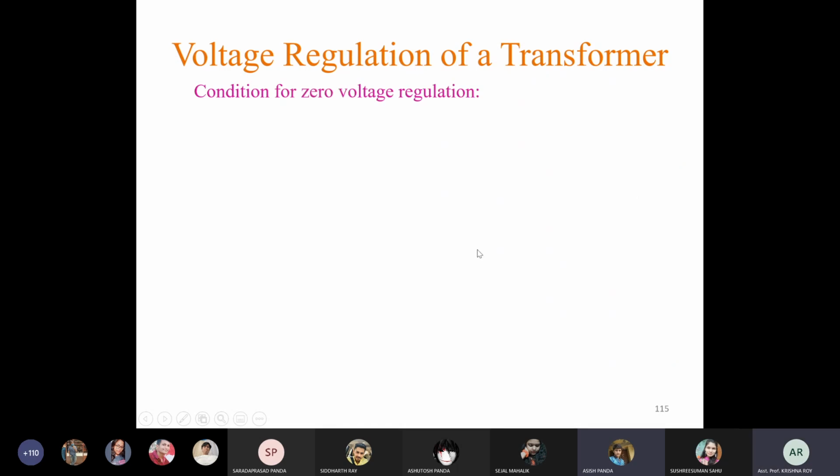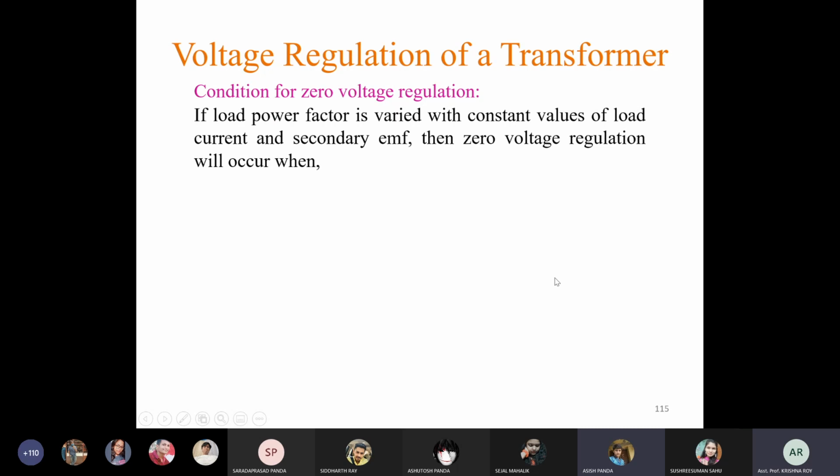Now, condition for zero voltage regulation. So, what will be the condition for that we will get zero voltage regulation? That means there will be no change in terminal voltage. So, if load power factor is varied with constant values of load current and secondary EMF, then zero voltage regulation will occur when epsilon r cos theta 2 plus epsilon x sin theta 2 equals 0. So, what is the condition? You have to keep the load magnitude constant, but you have to vary the power factor.